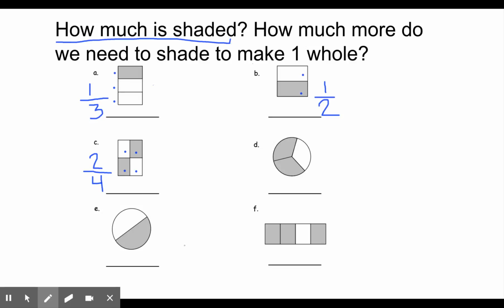What about for D? Count how many parts. 1, 2, 3. 3 parts. And how many are shaded? 1, 2. 2 parts are shaded, so that goes on top. This is a new word. This word is 2/3.